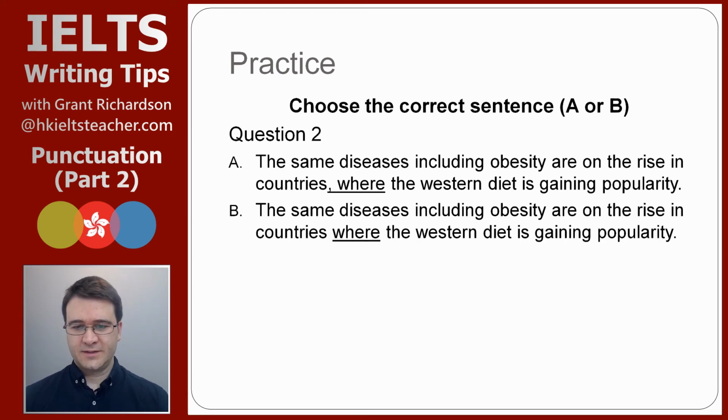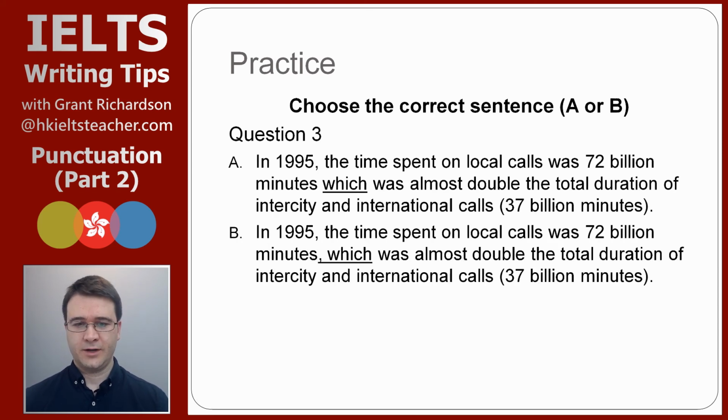Question 2: the same diseases, including obesity, are on the rise in countries, comma, where the Western diet is gaining popularity. Or is it B, with no comma? Again, pause the video if you need more time. Question 3: in 1995, the time spent on local calls was 72 billion minutes, no comma, which was almost double the total duration of intercity and international calls. Or is there a comma required?